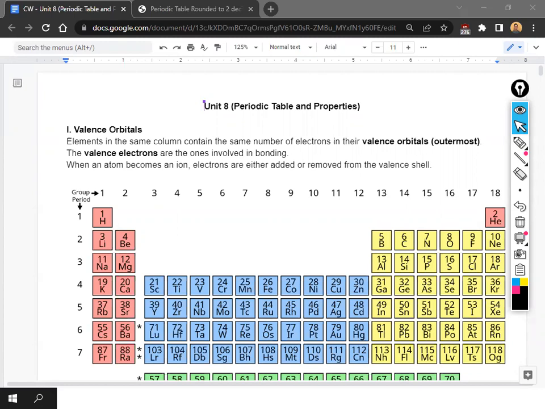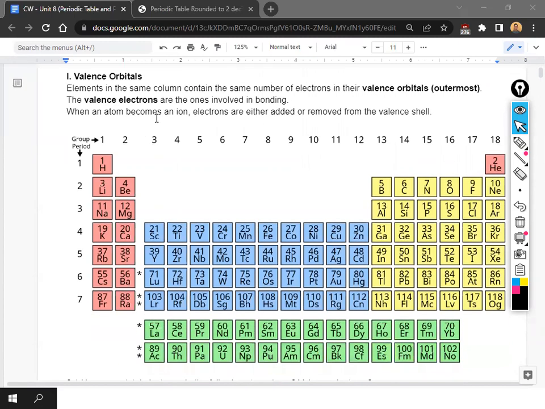Okay, and we learned about valence. It's the outermost electrons. And when an atom becomes an ion, whether positive or negative, you either lose or gain electrons in the outermost shell. Okay.